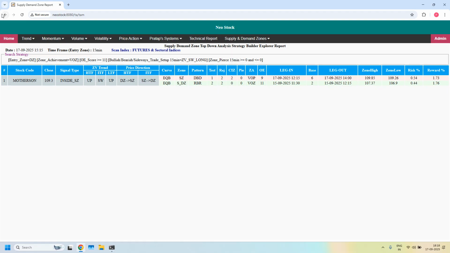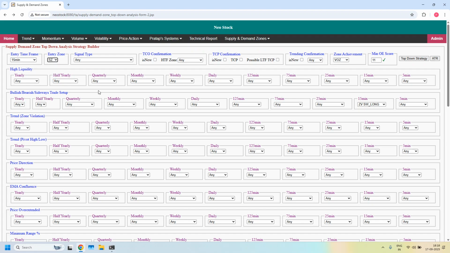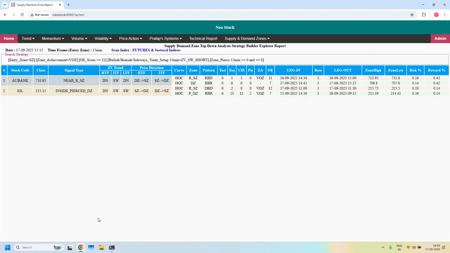Next, sideways short trade setup, 15 minutes supply zone, and here sideways short. Let's filter. We got 2 stocks. Sideways short trade setup for daily income trade. Entry time frame zones are 15 minutes supply zones. Remember, you can plan trades only if the lesson 30 checklist items are satisfied. Otherwise, higher chances of zone violation.